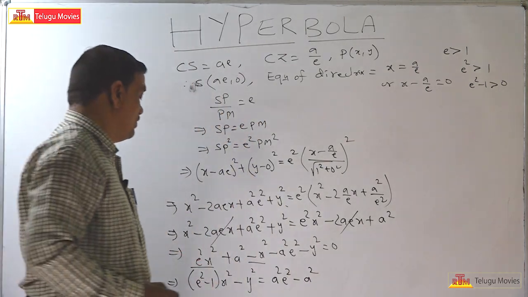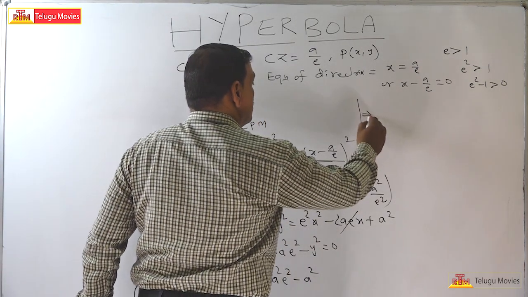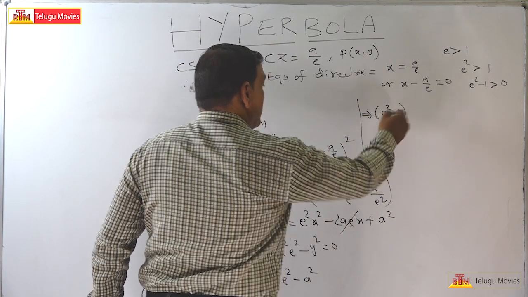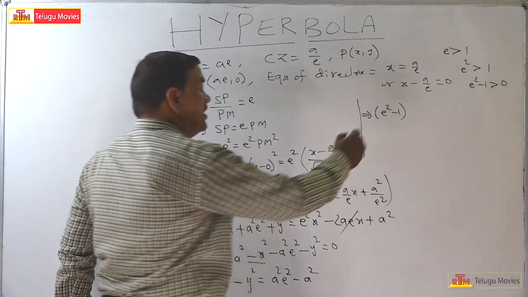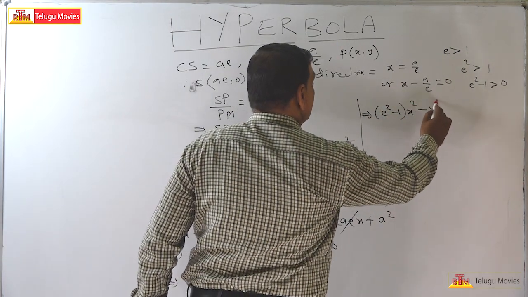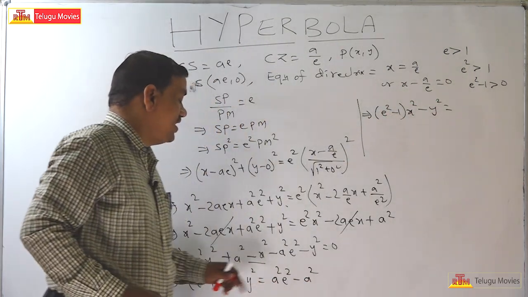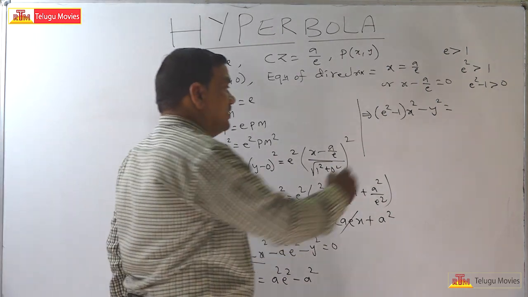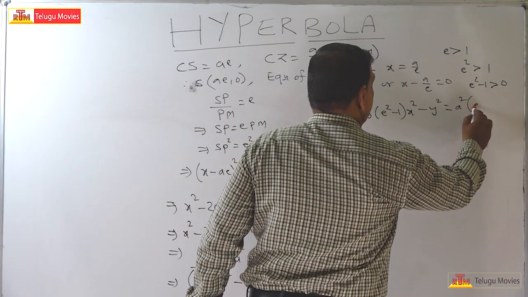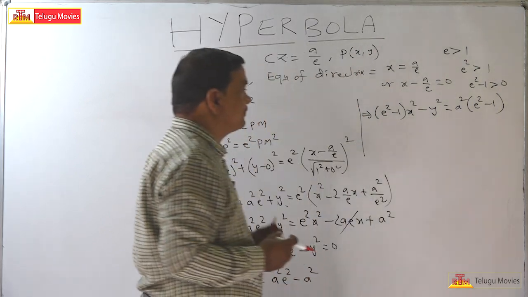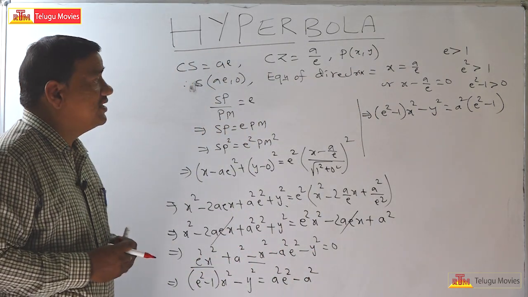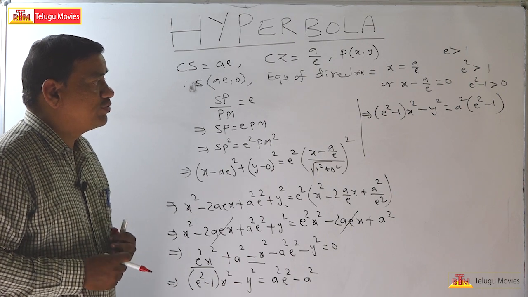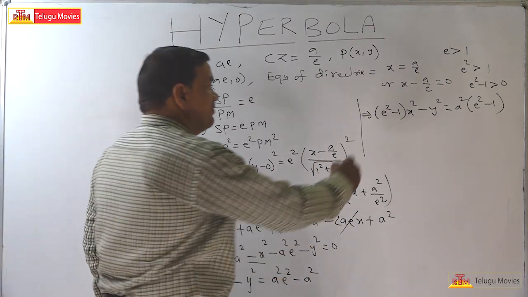Understand this. So, one more step we will take here. So, this is equal to e square minus 1, it is a positive quantity, e square minus 1 is a positive quantity, into x square minus y square is equal to, here take a square common outside. So, a square common outside, e square minus 1. Okay, now let us divide with a square into e square minus 1 on both sides. Let us see what happens.